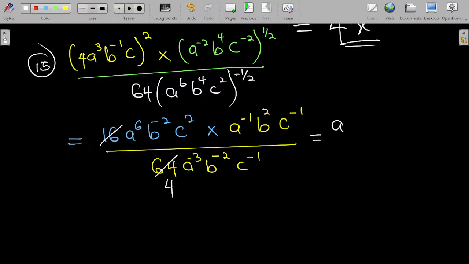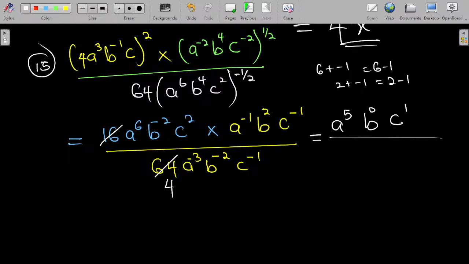The powers will add. So, of course, 6 plus minus 1 will be 6 minus 1, which is 5. Then B, we have minus 2 plus 2, which will be 0. In fact, that is supposed to disappear, but let's just leave it there for now. Then we have C. C will be 2 plus minus 1, which is 2 minus 1, and that is 1.